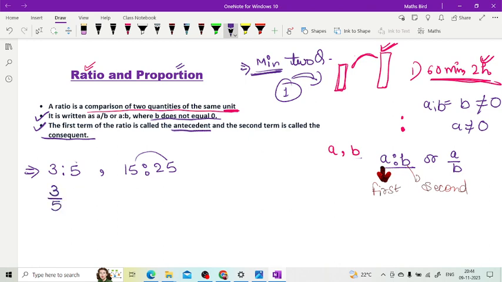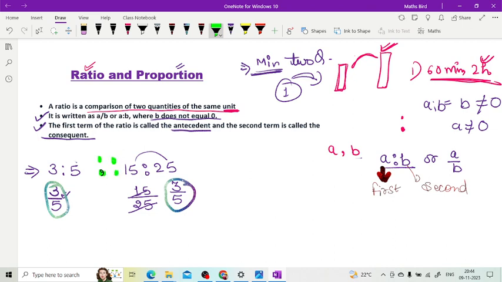3:5 can be written as 3/5, and it is in standard form. We have learned rational numbers, and in rational numbers I discussed the standard form. So this is in standard form, so we can't convert it. Now 15/25 is not in standard form. When we cancel out, 5 3s are 15, 5 5s are 25, so 3/5. Now you can see both are the same. That means the ratios are equivalent.